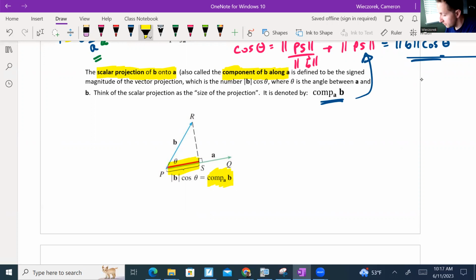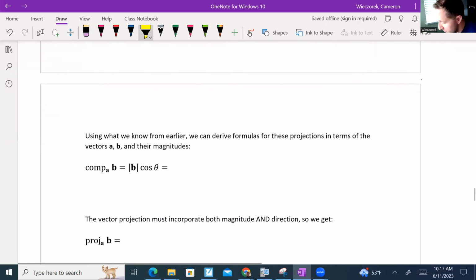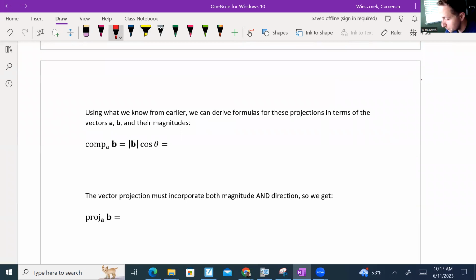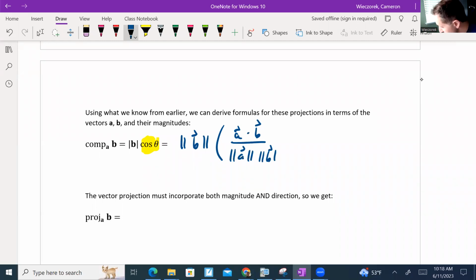Well, what if we don't have the angle given? What if we're just given the vectors? How do we find these vector projections and scalar projections? We use what we know. The component of B along A, the scalar projection, is the magnitude of B times the cosine of the angle theta between A and B. But we have a formula for cosine of theta from earlier: the dot product of A and B divided by the magnitude of A times the magnitude of B.